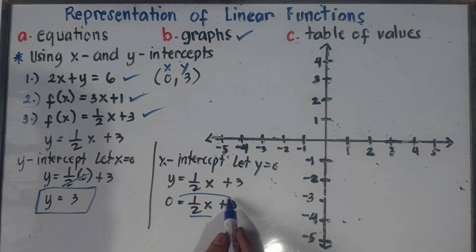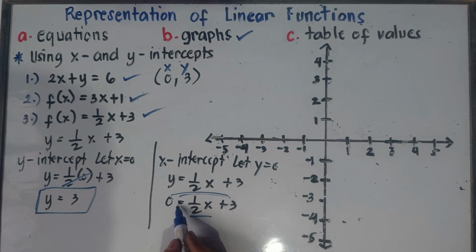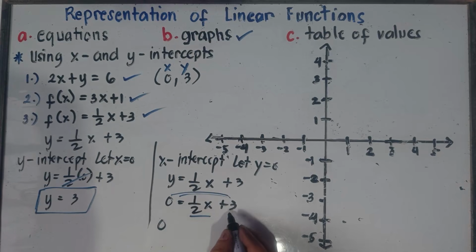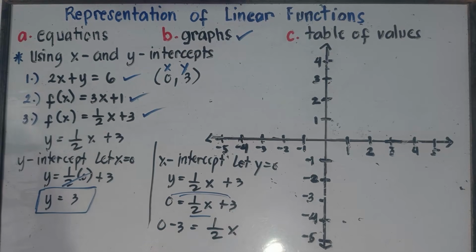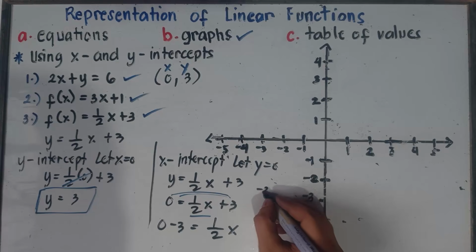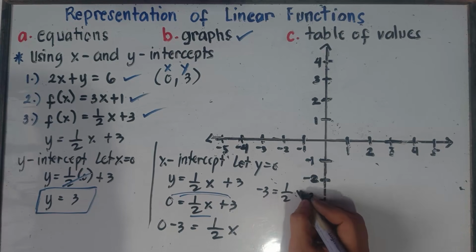Once again, let's transpose 3 from right to left. Once you transfer it across the equal sign, you change the sign. So this will be 0, and this positive 3 will become negative 3. So 0 minus 3 equals 1/2 x. 0 minus 3 would be negative 3. So once again, class, 0 minus 3, that would be negative 3 equals 1 half x.